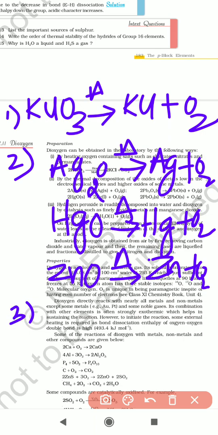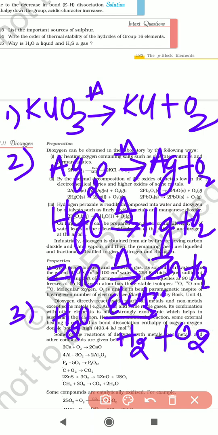is by using water molecule and doing the electrolysis process. It dissociates to give hydrogen plus oxygen gas. So by using this electrolysis process, we can produce a larger quantity of dioxygen gas.